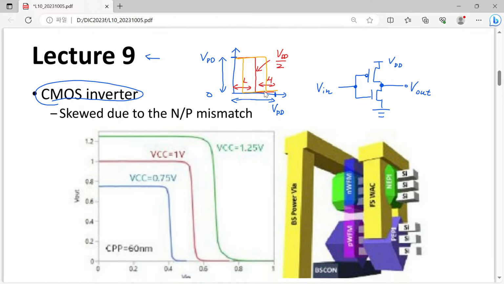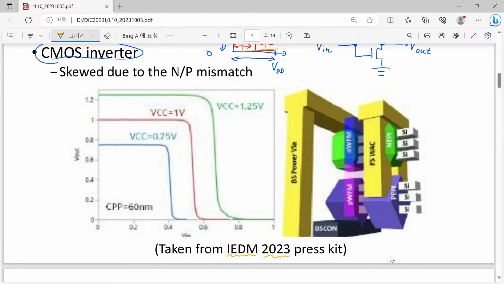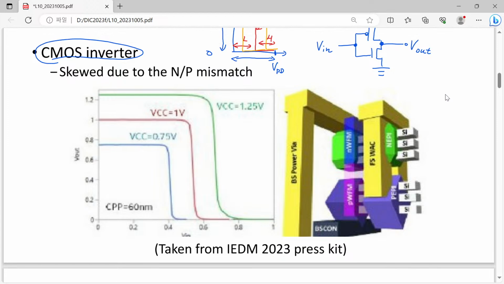So I have shown here a real world example. Sorry for this low resolution graph because I took it from my cell phone. Currently we cannot access this site through the PC environment, so it is taken from the IEDM 2023 press kit. It means that still we are not open to this information. This event will be held in December in San Francisco, and there the company will present this result. So please have a look first at this right figure.